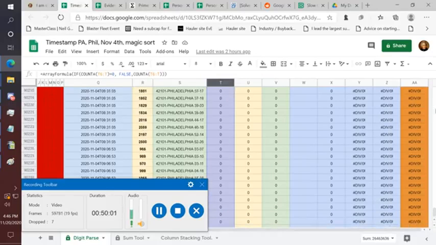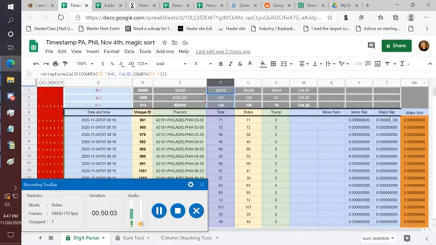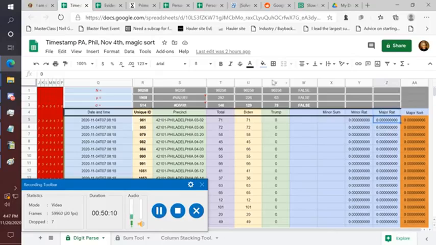into a new spreadsheet. And you're going to create an array formula that divides Trump's votes by the total vote. Then you're going to resort the data again by that major ratio that you entered, then by the date and time, and then by the precinct. And that's how you get this information, the same way I got it.